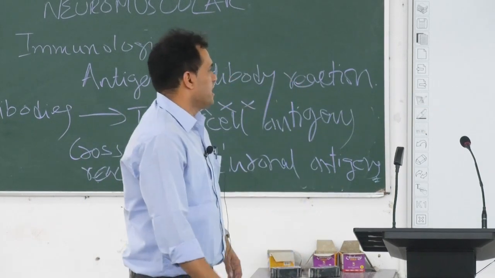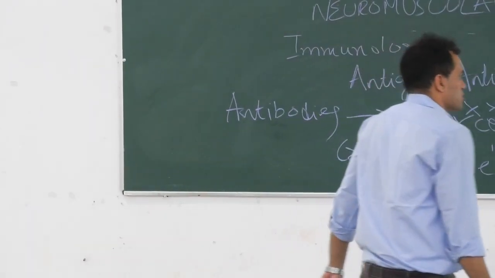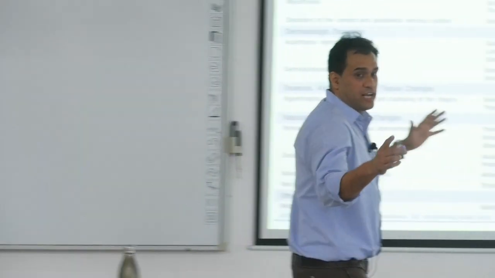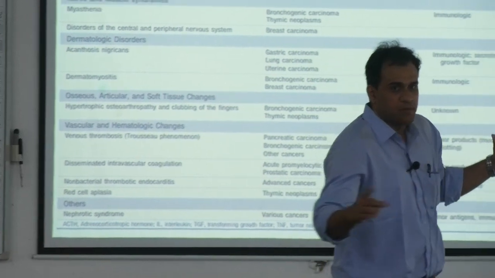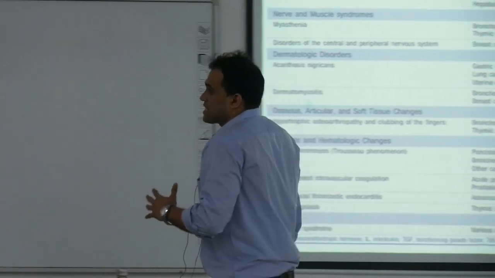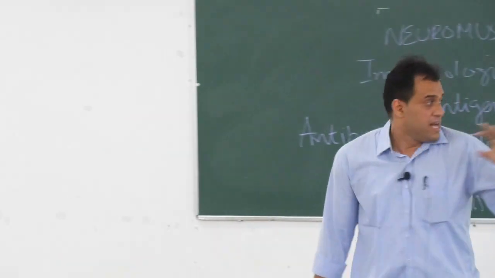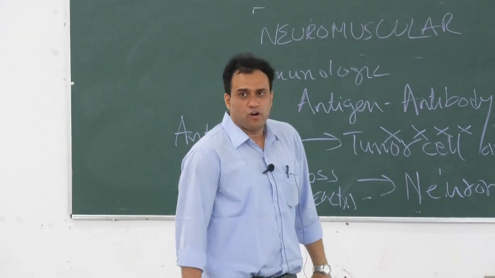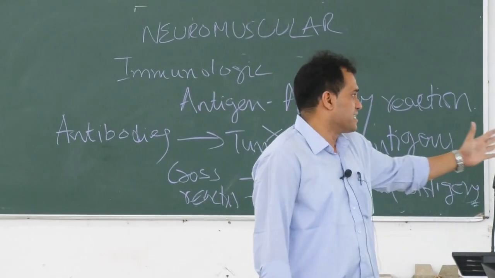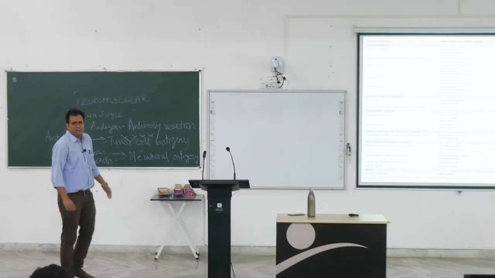Then you get various vascular and hematologic changes. Trousseau syndrome, from venous thrombosis: migratory thrombophlebitis. You may have read about it in hemodynamic disorders, in thrombosis and embolism. Then disseminated intravascular coagulation. DIC is very important for you. Then you get nonbacterial thrombotic endocarditis in various neoplasms. Neoplasms are more or less similar and I'm not explaining it. And finally, you get nephrotic syndrome in various other cancers.